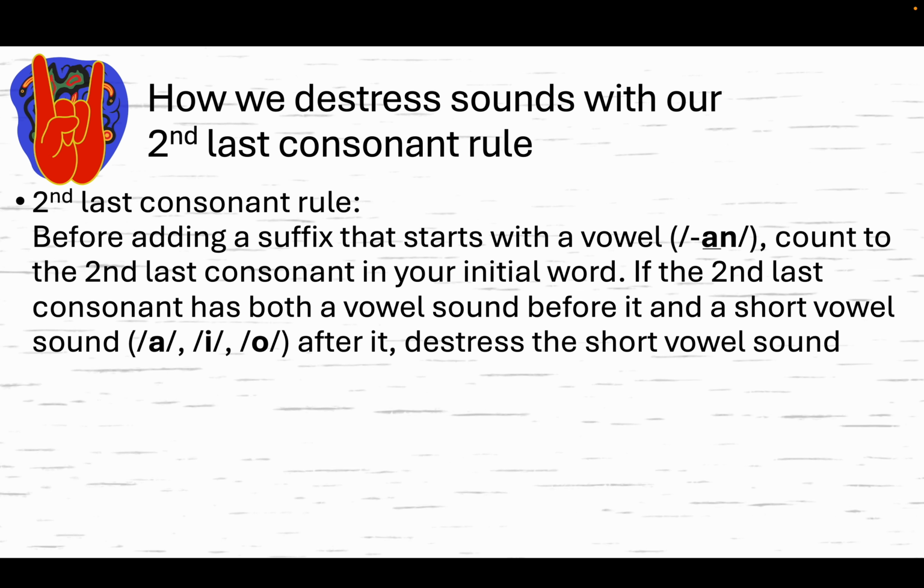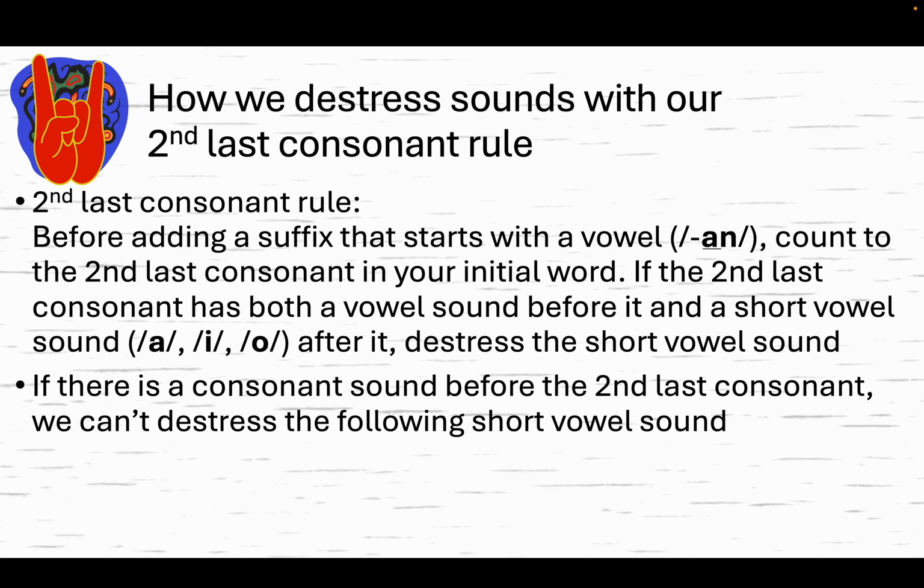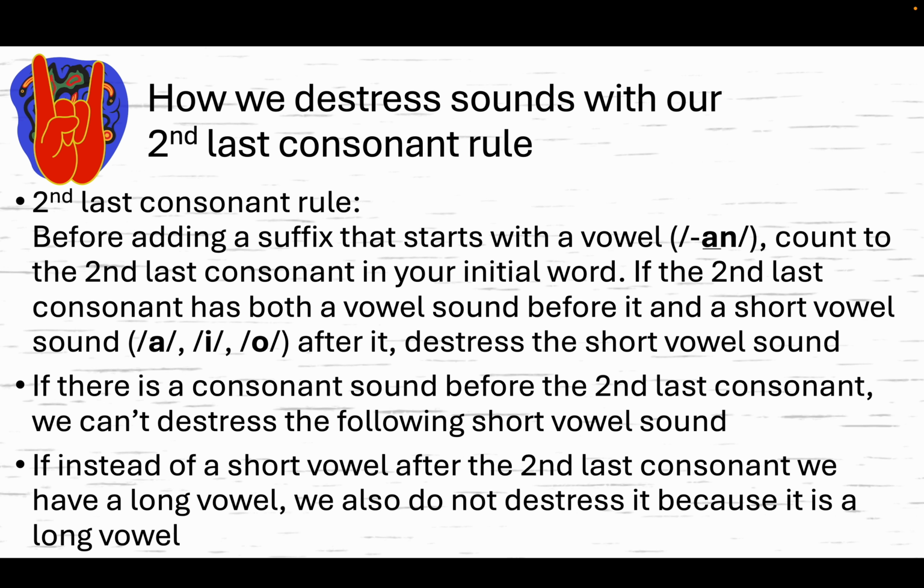The second last consonant rule. Before adding a suffix that starts with a vowel, for example, our plural suffix an, in, count to the second last consonant in your initial word. If the second last consonant has both a vowel sound before it and a short vowel sound, single A, single I, or single O after it, de-stress the short vowel sound. If there is a consonant sound before the second last consonant, we can't de-stress the following short vowel sound. If instead of a short vowel sound after the second last consonant, we have a long vowel, we also do not de-stress it because it is a long vowel.